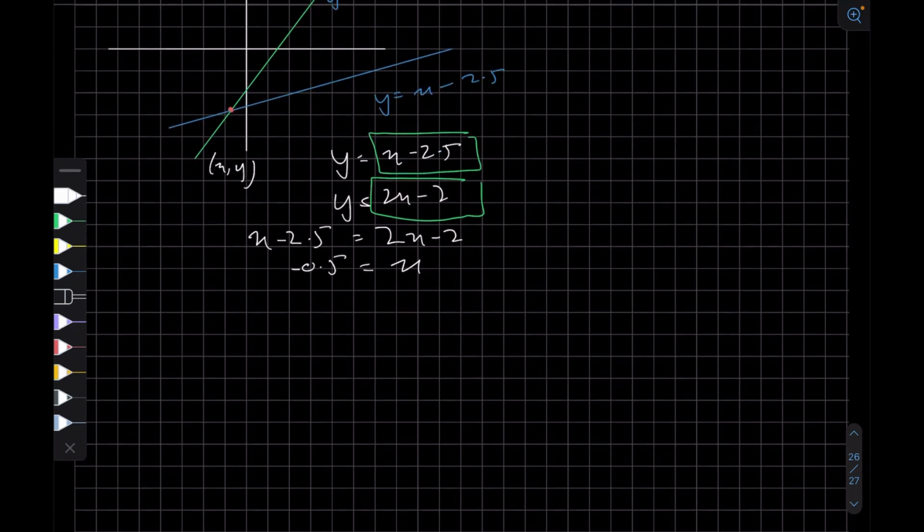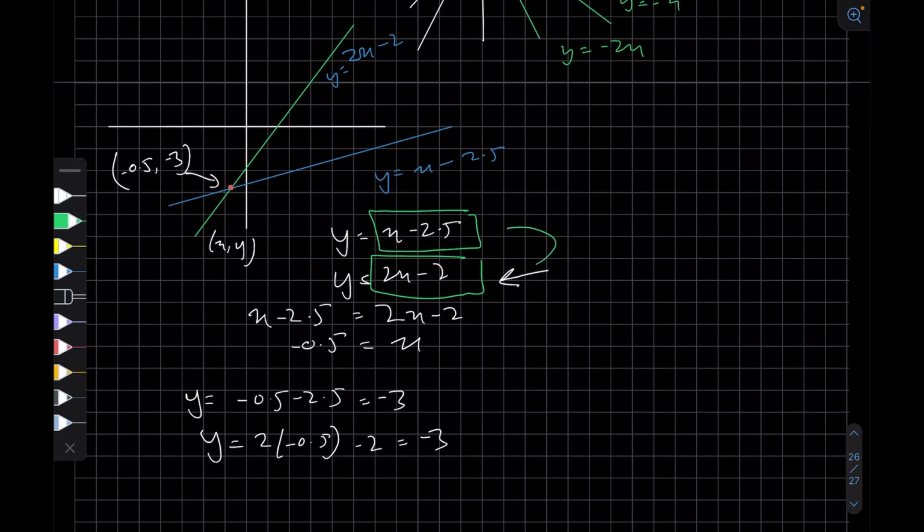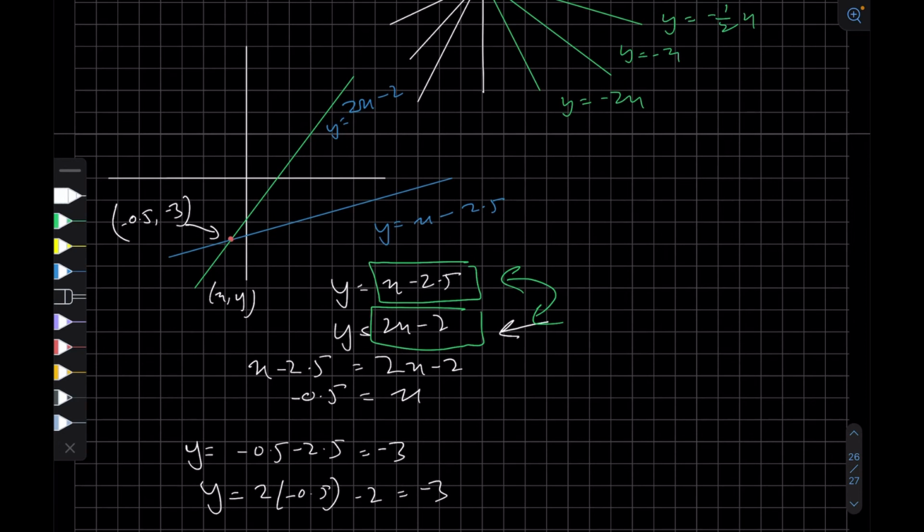We can plug it back into the equations to get the y value. So y is negative 0.5 minus 2.5, which is negative 3. I can also put it in here just to double check. 2 times negative 0.5, minus 2, this is also negative 3. And so we get to know that this point is negative 0.5 comma negative 3. You could also call this the solution of these two equations, or simply in the context of coordinate geometry, it's the point where they intersect.